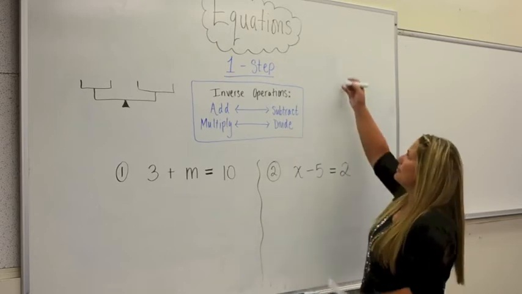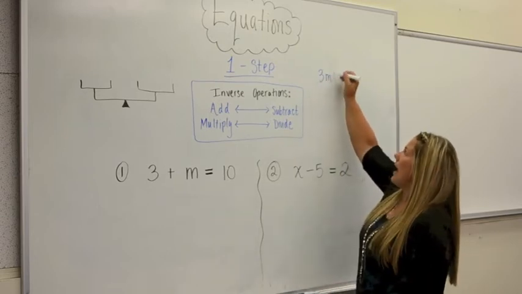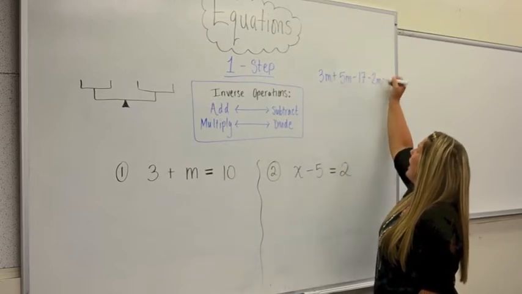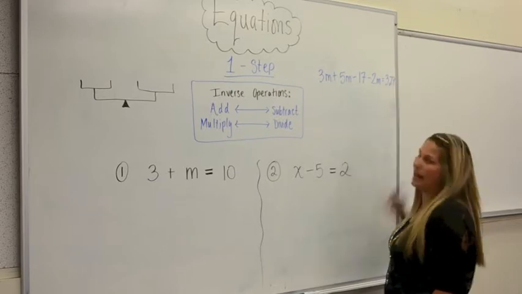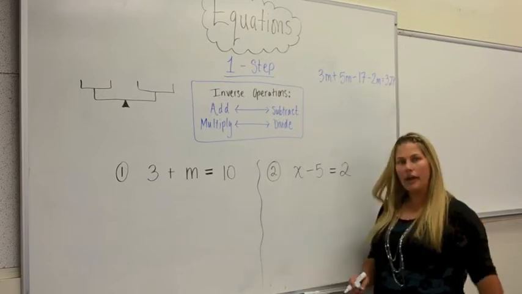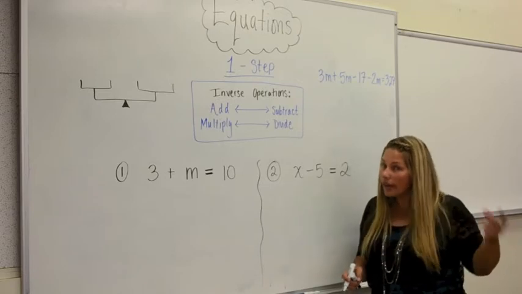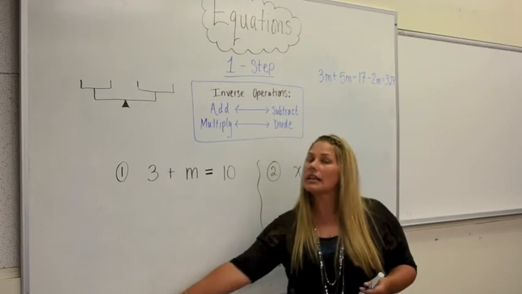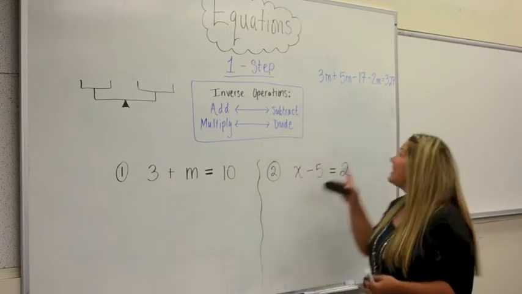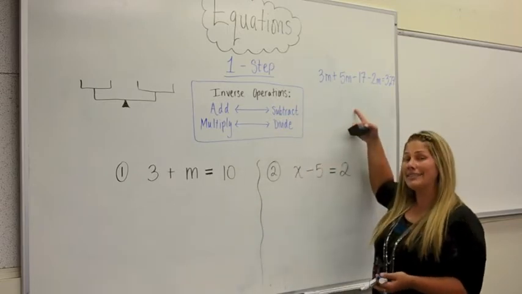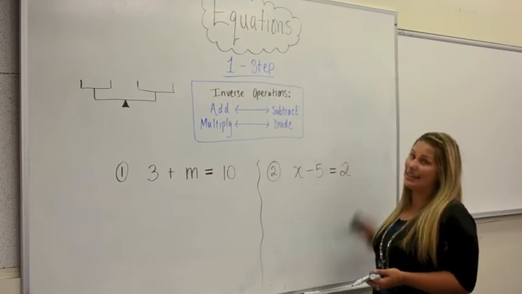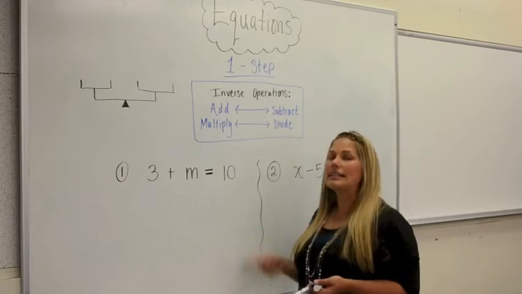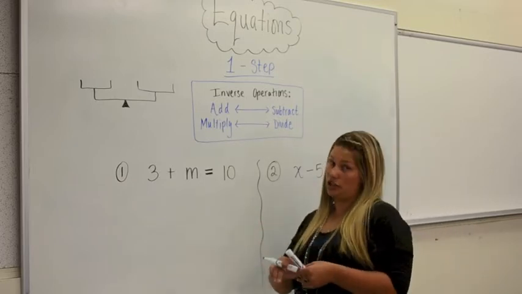When we get to problems that look like this, 3m plus 5m minus 17 minus 2m equals 327. Can you tell me right now what m equals? Quickly, quickly. You can't. So that's why you need to know the process. By the time we get to a problem that looks like this, it will be super easy as long as you follow the steps.